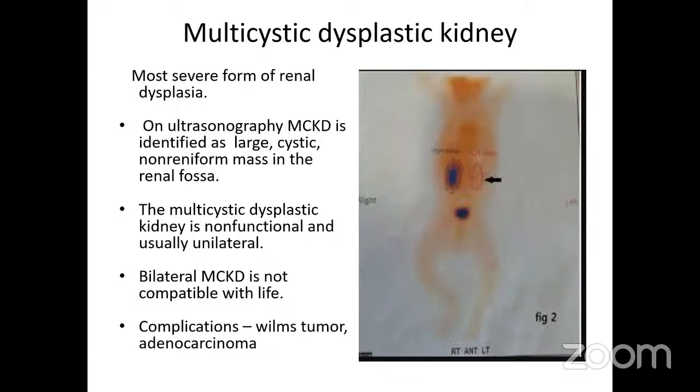The complications in this MCDK are that the patient has a unilateral multicystic dysplastic kidney. The other kidney is also mildly involved, and can present with renal failure, Wilms tumor, or adenocarcinoma.